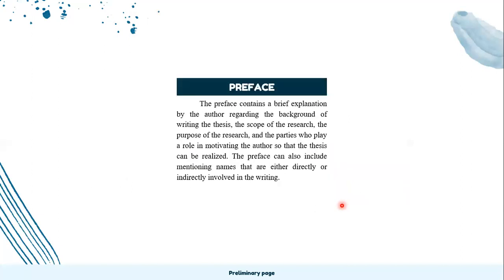The next part is about preface. The preface contains a brief explanation by the author regarding the background of writing the thesis, the scope of the research, the purpose of the research, and the parties who play a role in motivating the author so that the thesis can be realized. The preface can also include mentioning names that are either directly or indirectly involved in the writing.